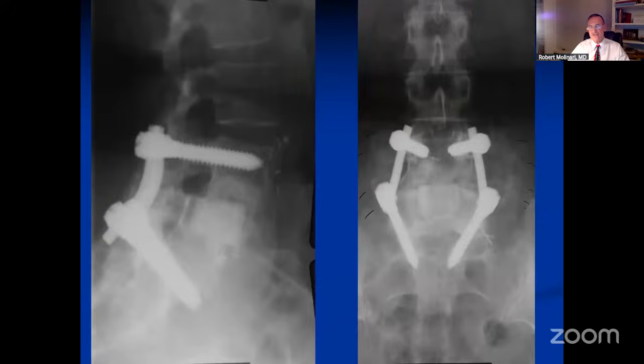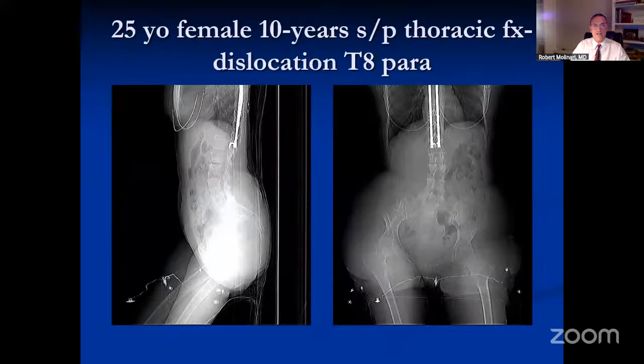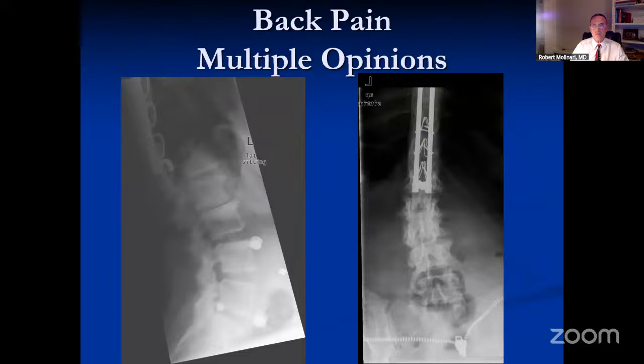So again, this is just the wrong operation done in a patient who had a very easy diagnosis and one that could have easily been treated with the right operation. Here's another one from my practice that happened about 20 years ago. It's a 25-year-old female who 10 years ago had a fracture and became paralyzed. The patient then developed back pain in her wheelchair and sought multiple opinions.